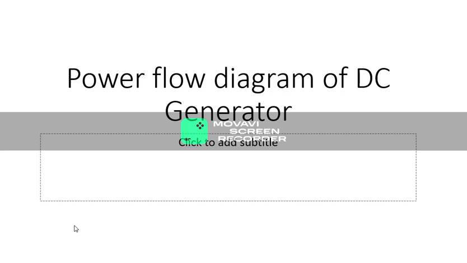So, in between the input and the output stages, there will be some losses occurring. We already discussed in the previous class the different losses occurring in a DC generator. The losses in DC generators are mainly constant loss and variable loss, or we can call them iron loss and copper losses.